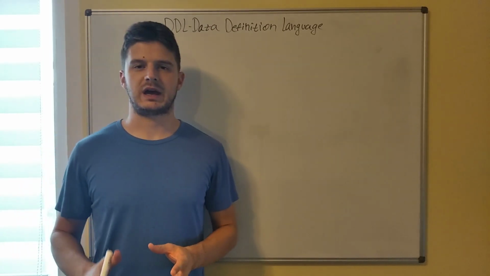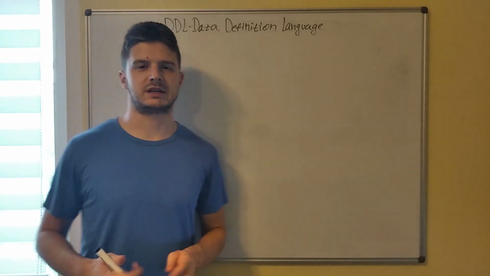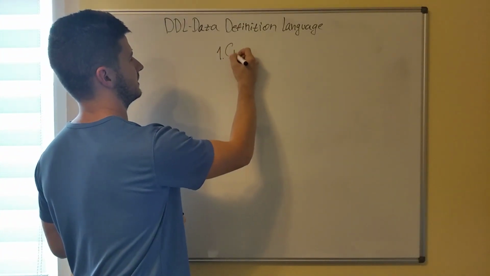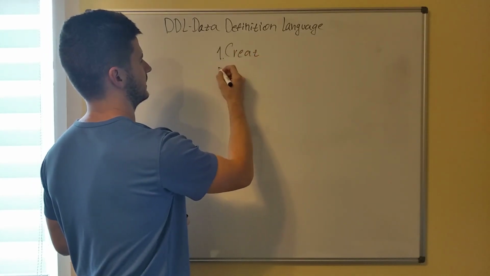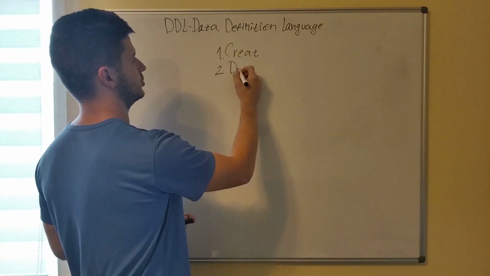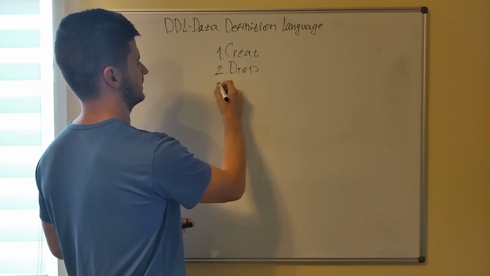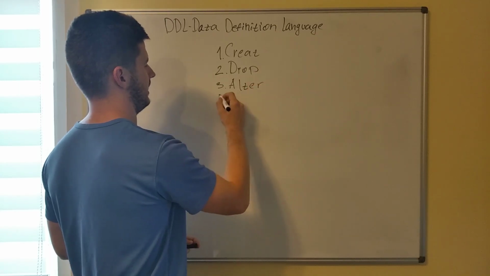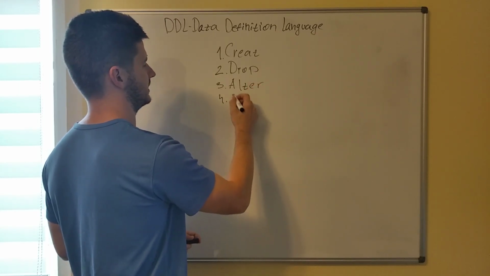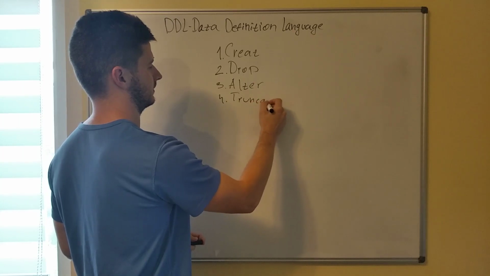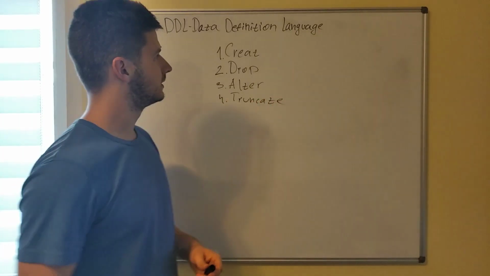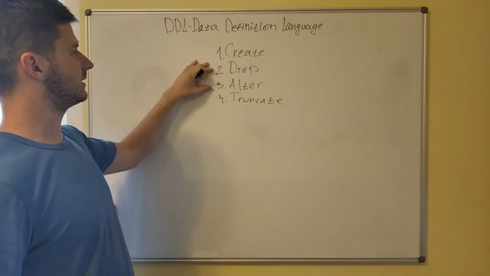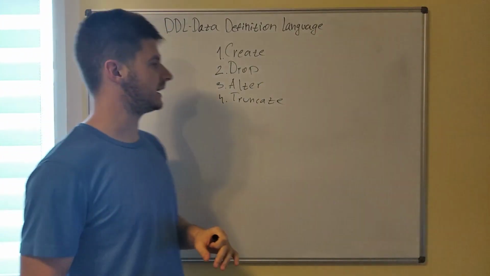So overall, we have four types of DDL statements that I'm going to mention in this video. First off is the create statement. The second one is the drop statement. The third one is the alter. And the fourth one is the truncate. I'm missing an E here. So first, let's mention the 2, 3, and 4 items here.